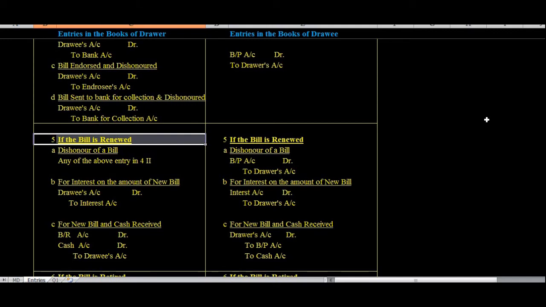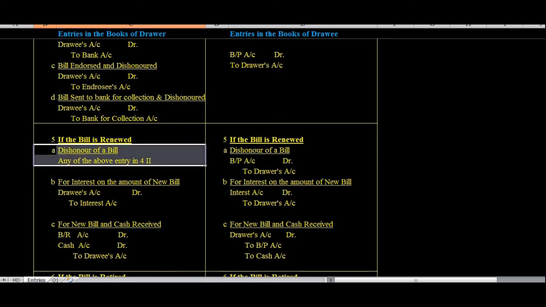Always remember, the moment you read the bill is renewed or renewal of the bill, your mind should immediately say 3 entries. First, I have to dishonor the old bill. Then I have to charge interest for renewal of the bill. And third, for new bill and if there is any cash received. Alright, so in the books of drawer, obviously, first you pass the journal entry for dishonor; it can be any one of the 4 entries that we have learned.